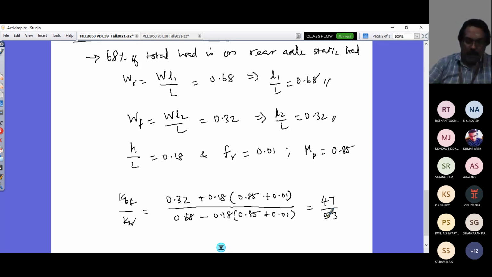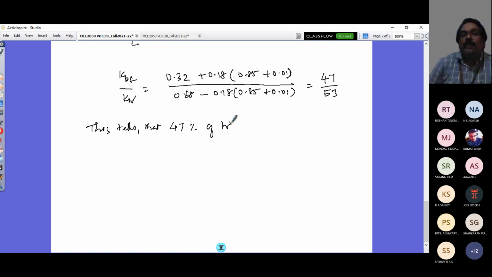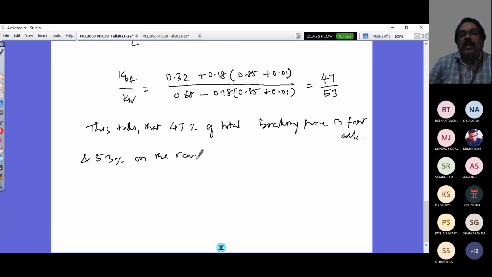So what does this refer to? It refers to 47% of total braking force which must be placed in the front axle, and 53% on the rear axle.